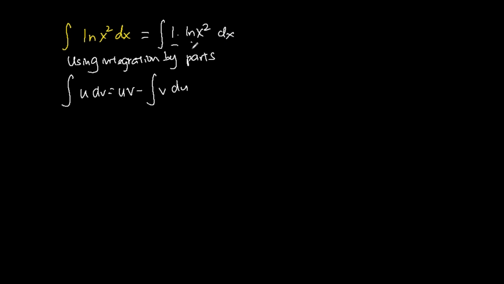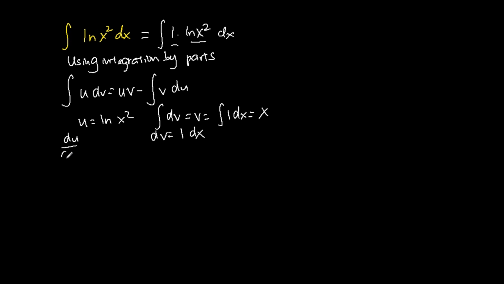So now I have two terms, and I can let u equal (ln x)², and dv equal 1 dx. If I integrate dv to get v, this equals the integral of 1 dx, which gives us x. Whereas u equals (ln x)², and if I differentiate u with respect to x, this gives us 2 ln x over x. Multiplying both sides by dx, we get du equals 2 ln x over x dx.